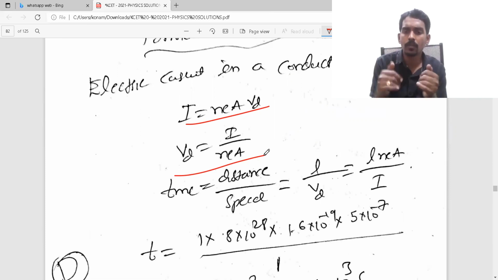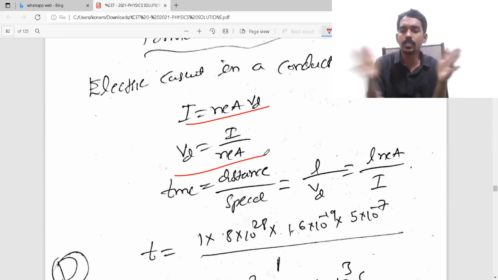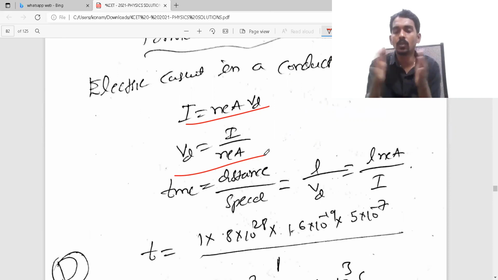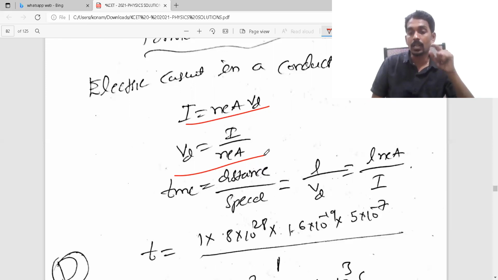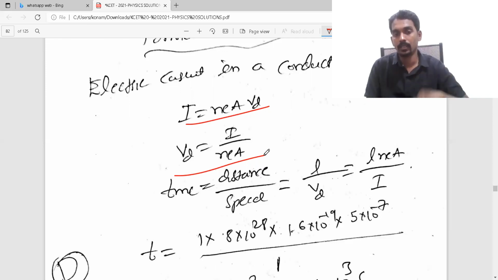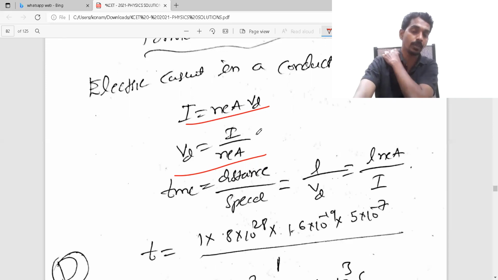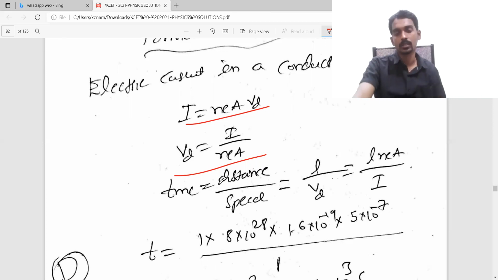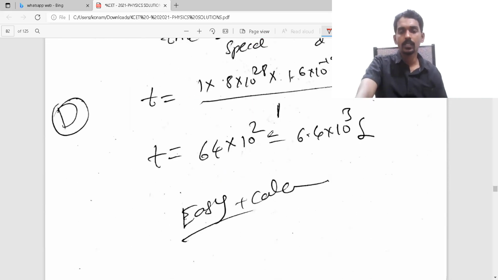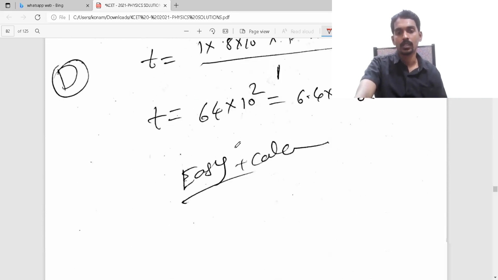What is the time formula? Distance by speed. How much distance will it travel? Equal to the length. But here they are mixing the concept of current in a conductor and the uniform motion formula. There you need to understand that the velocity is nothing but the drift velocity. That thing they will not mention. You need to realize it from your side. Then the calculation part is also there.